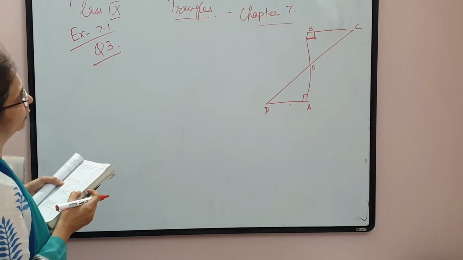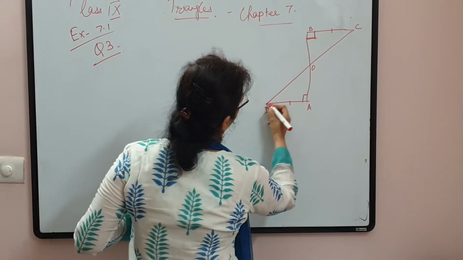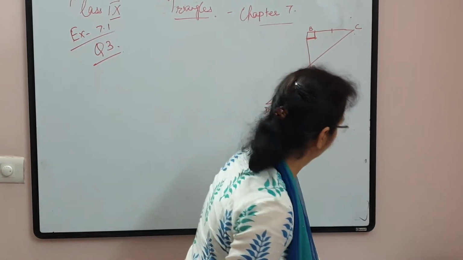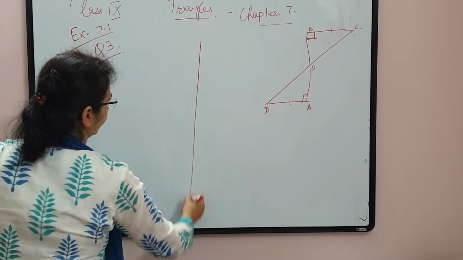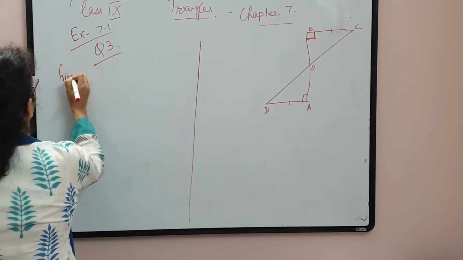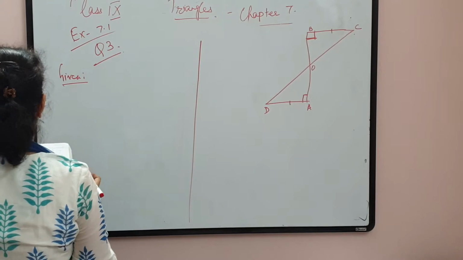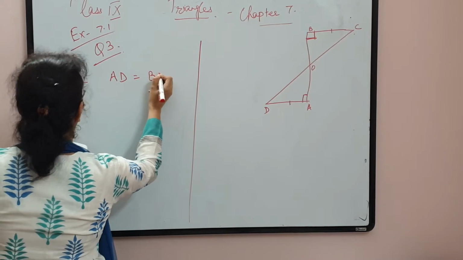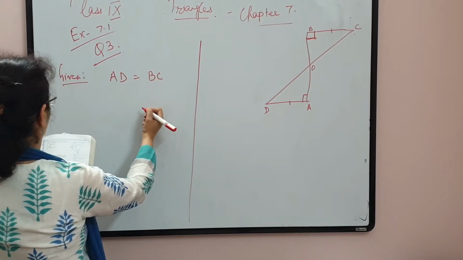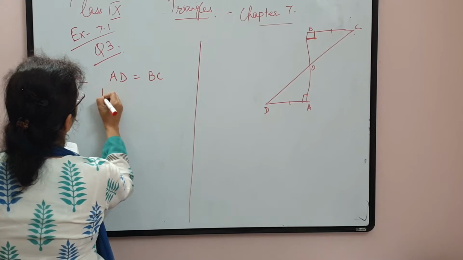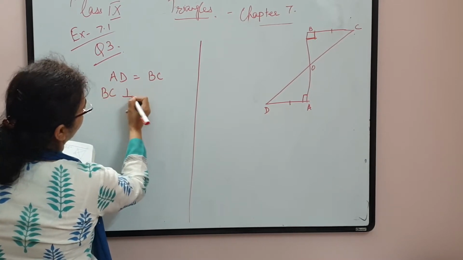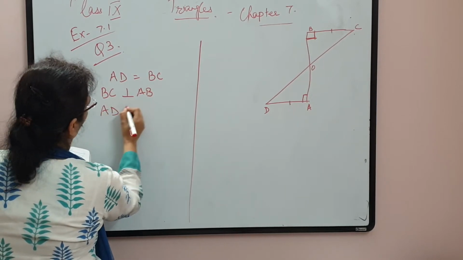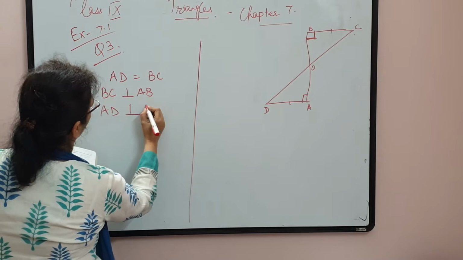Show that CD bisects AB. We have to show that CD is a bisector of AB. Okay? So what is given, children? Given is AD and BC. AD is equal to BC. AD and BC are equal perpendiculars to a line segment AB. That means BC is perpendicular to AB. AD is also perpendicular to AB.